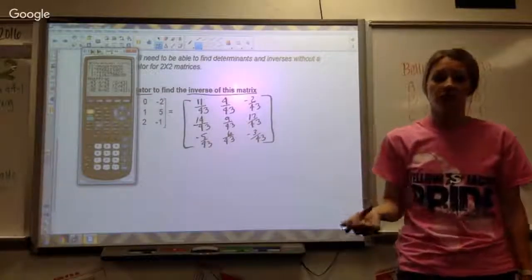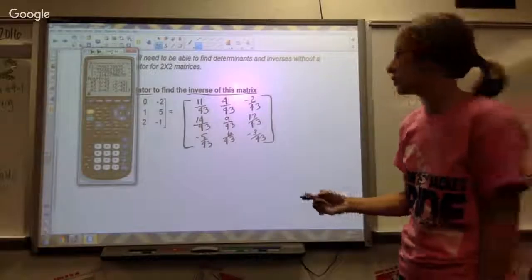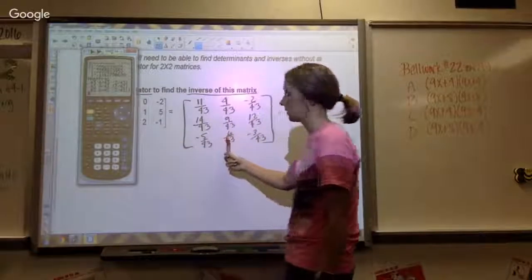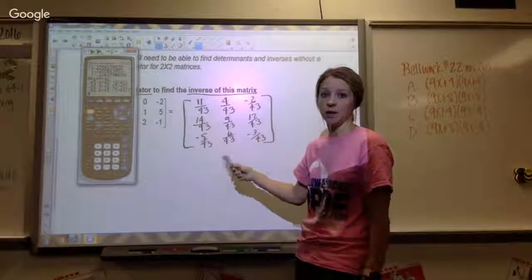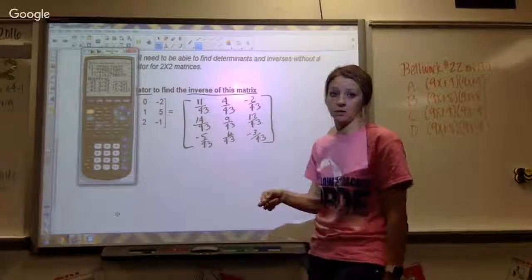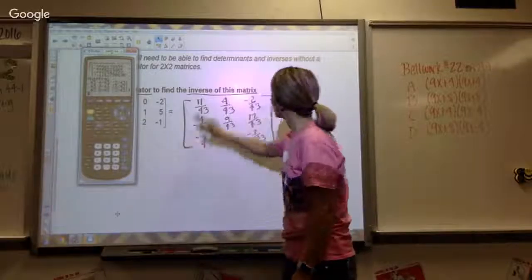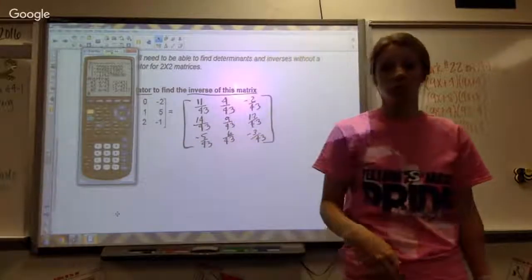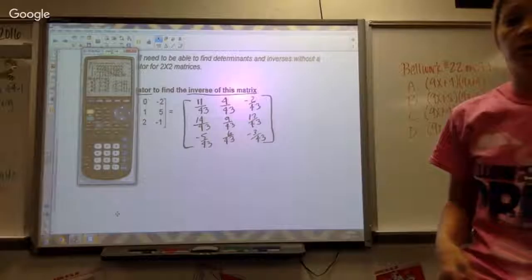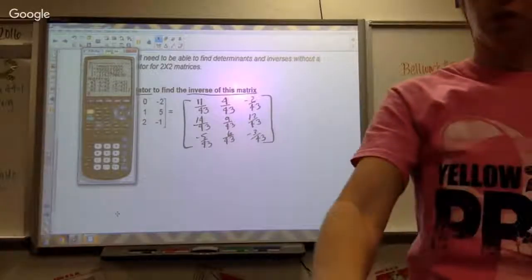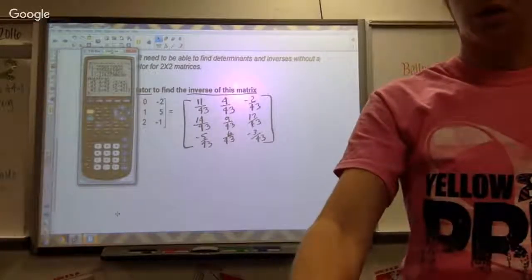Okay, so if we wanted to check that this is the correct inverse, we could multiply these two together. When you multiply them together, it should give you the identity matrix if that is the correct inverse. You have the instructions on your notes, so you can refer back to those instructions in order to learn how to plug it in on the calculator.